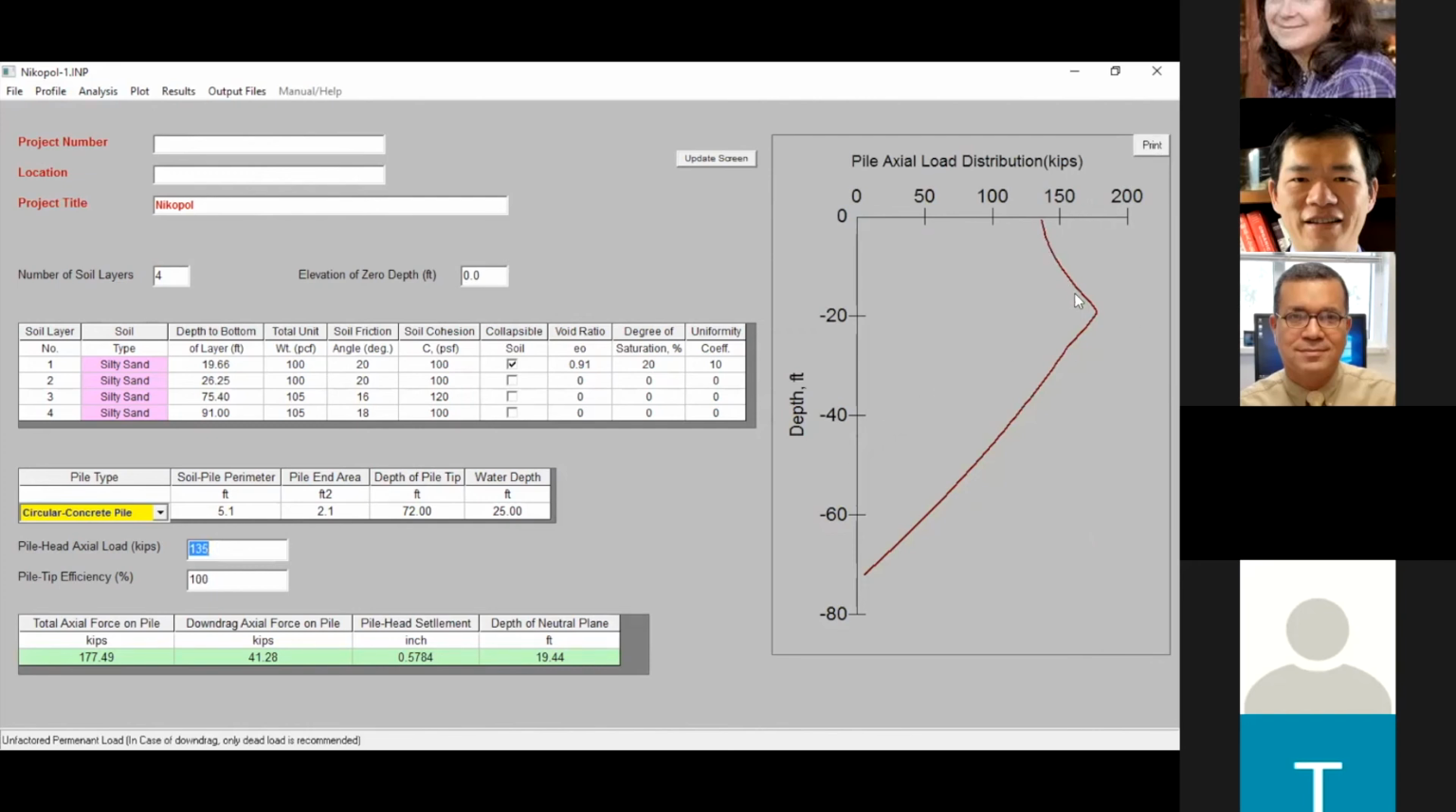Here is the down drag force. And then you reach the neutral plane. Look here at the bottom. Once you run it, you are going to see these results, so you don't have to calculate anything. This is the depth of the neutral plane at 19.44. It's in here from the ground surface.